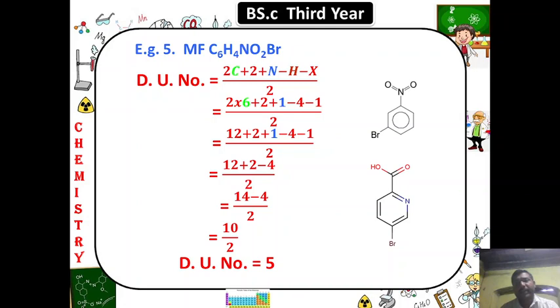Possible structure. In the next video we will see how, from the NMR spectrum, we know the exact structure of the molecule. For today it is enough. Thank you.